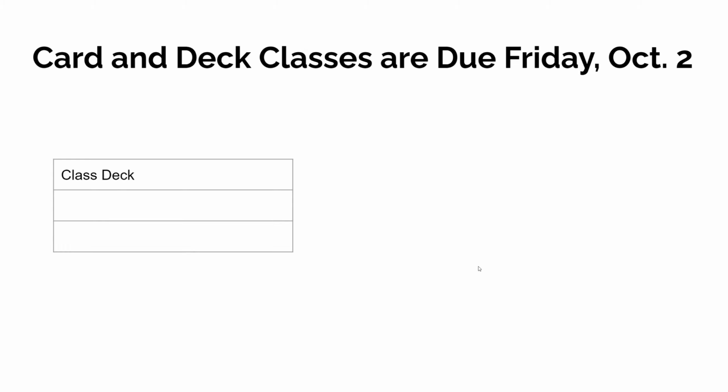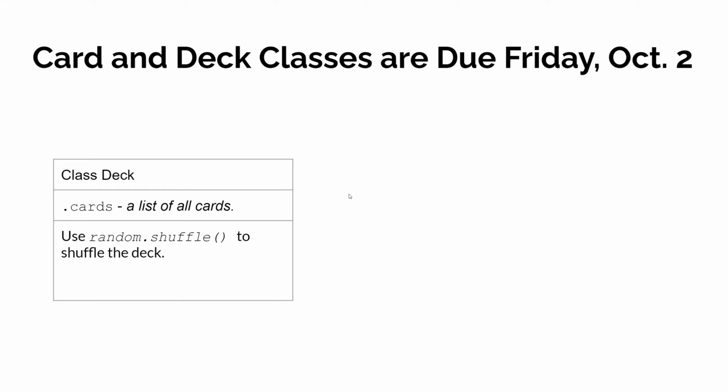Let's talk about the deck class, the only other class that's required for your program. A deck has one attribute, and that's cards. It's a list of all the cards in the deck. In the beginning, it should be 52 cards. That's 52 instances of a card class. You might be able to use decks in other ways throughout your program. Different people do it different ways. You do need one instance of a deck, though, for sure.